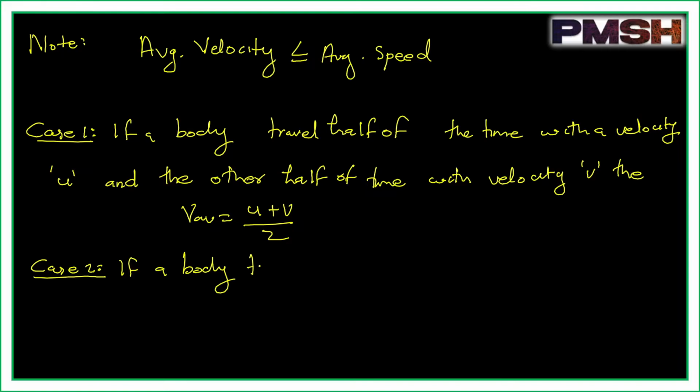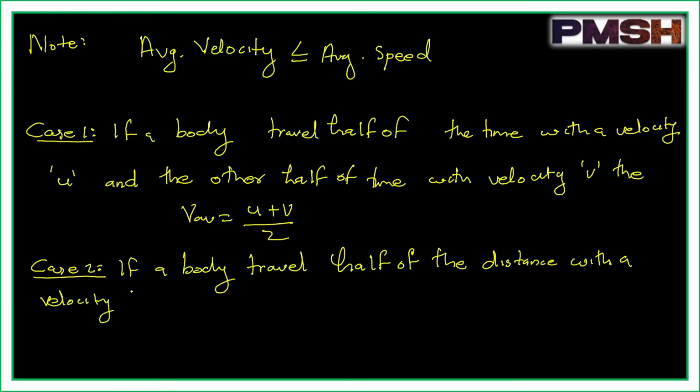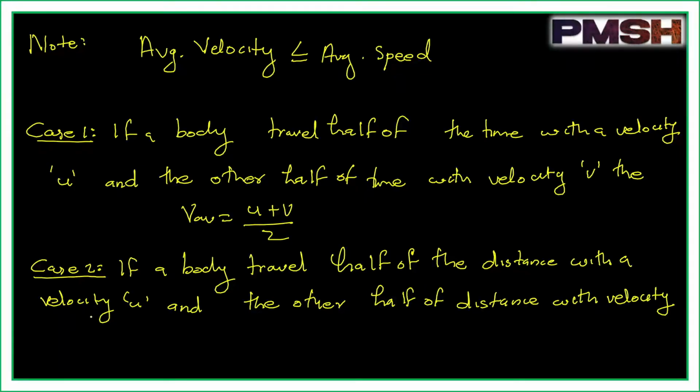If a body travels half of the distance, that is what you have to note, half of the distance with a velocity u and the other half of distance with velocity v, then the v average is going to be 2uv by u plus v. This is the equation, 2uv by u plus v.